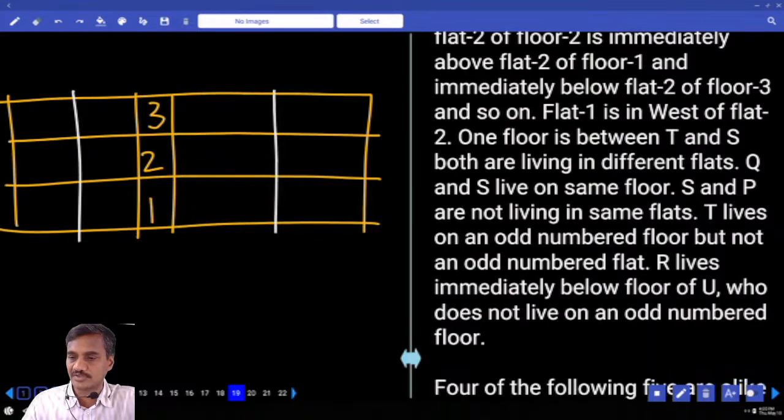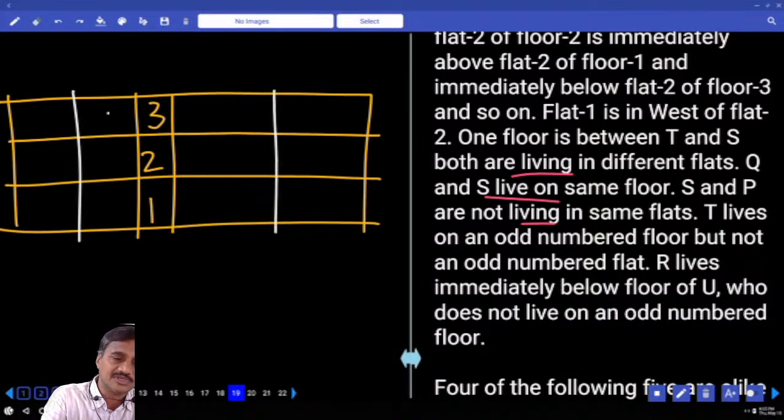Then coming back to this one, one of the floors is between T and S. Both are living in different flats. Now T and S are living in different flats, isn't it? Hence if T is above, T and S must be on the first and the third floors. Then Q and S live on the same floor. S and P do not live in the same flat. T lives on an odd number floor but not in an odd number flat. Hence T must be here. Isn't it? And T can be here, or what is the other possibility we have? T can be here. So how many possibilities do we have? Two possibilities. Isn't it? An odd number floor, even number flat.